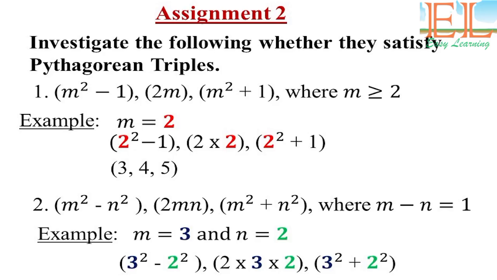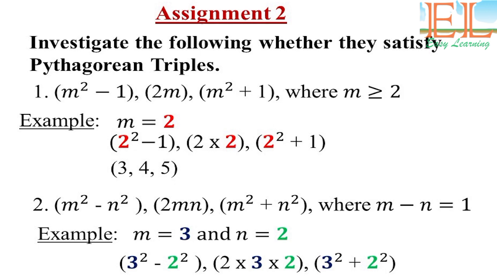Next assignment, take a picture of this one too. This one is a little bit algebraic because you are not seeing the numbers, but indirectly it is giving you the algebraic form of getting the Pythagoras triples. So you have m squared minus 1, comma, 2m, then the third one is m squared plus 1, where m is greater than or equal to 2.